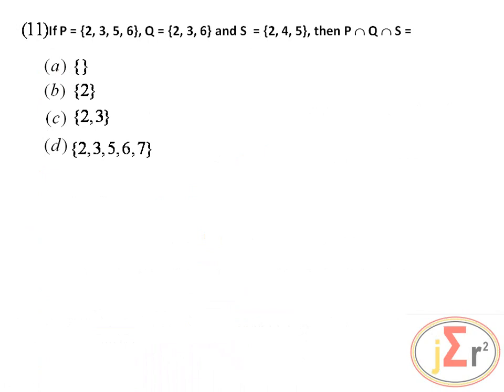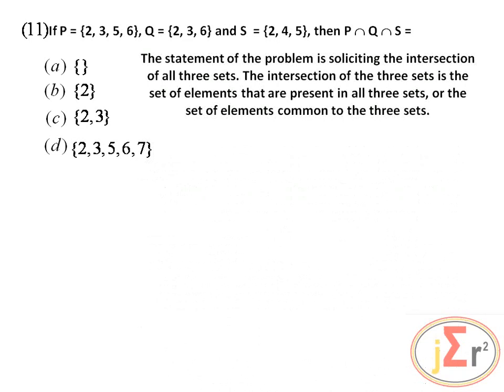We have the sets P, Q, and S and their elements. Without going through at first all of the elements, the statement of the problem is soliciting the intersection of all three sets, P intersection Q intersection S. The intersection of the three sets is the set of elements that are present in all three sets, or the set of elements common to all three sets.